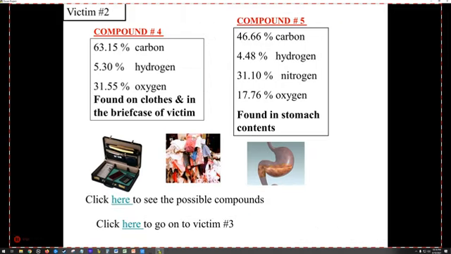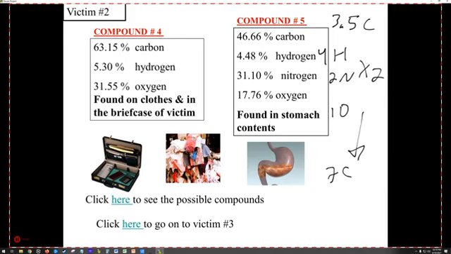Compound 5 is also tricky. You're going to end up with 3.5 carbon atoms, 4 hydrogen atoms, 2 nitrogen atoms, 1 oxygen atom. And what you're going to do is multiply them all by 2. Okay, and then that's going to give you 7 carbons, 8 hydrogens, 4 nitrogens, and 2 oxygens. So from that, you should be able to determine the formula and the identity of the substance.